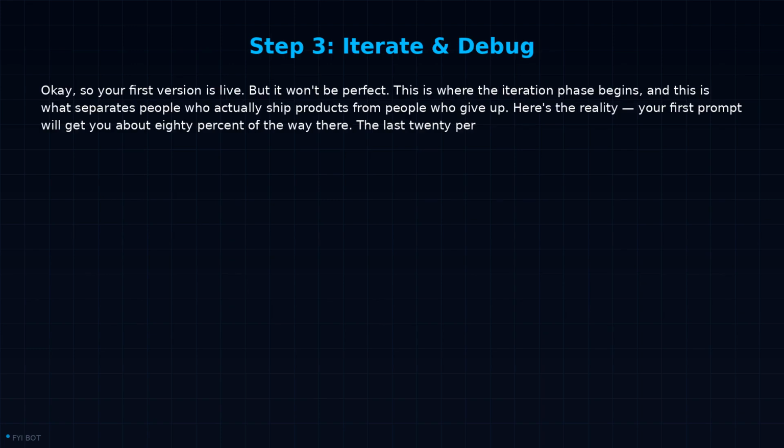Okay, so your first version is live. But it won't be perfect. This is where the iteration phase begins, and this is what separates people who actually ship products from people who give up.